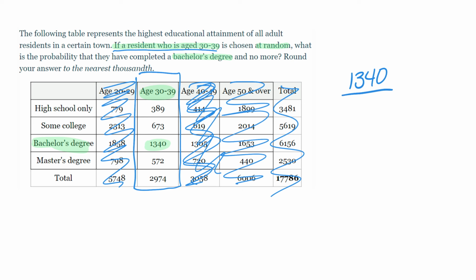And our total outcomes is not the big number here because we're not drawing from everybody. We're only drawing from the 30 to 39-year-olds. So that would be our number at the bottom, 2974.